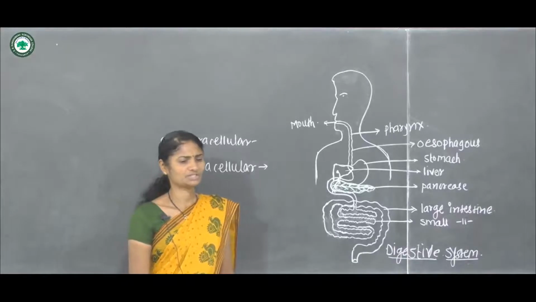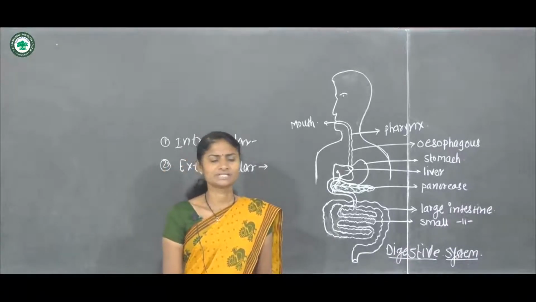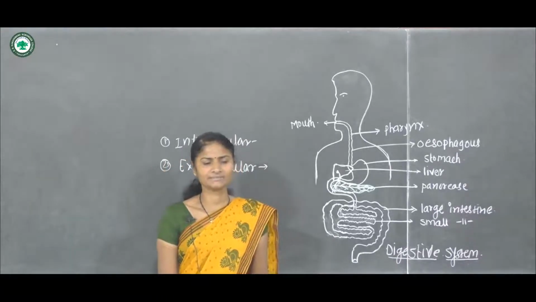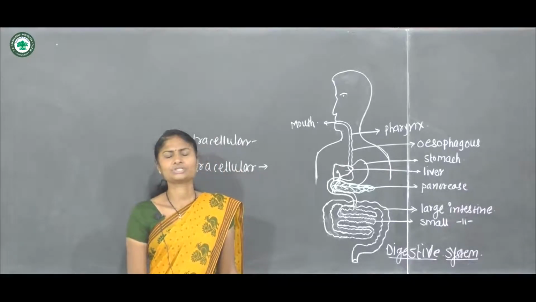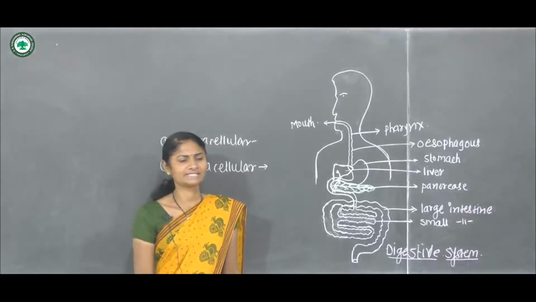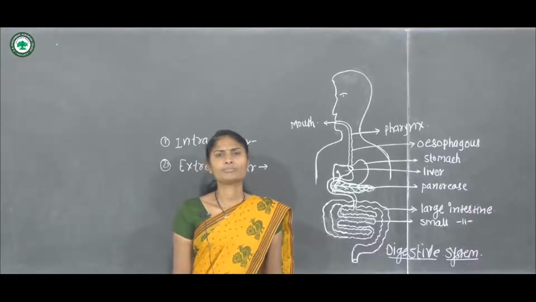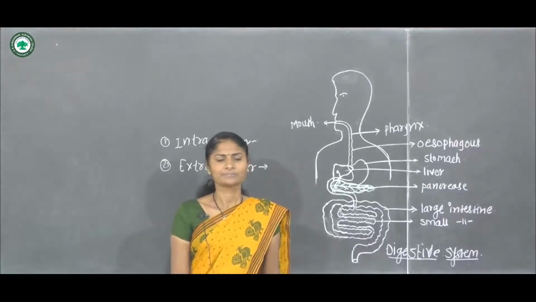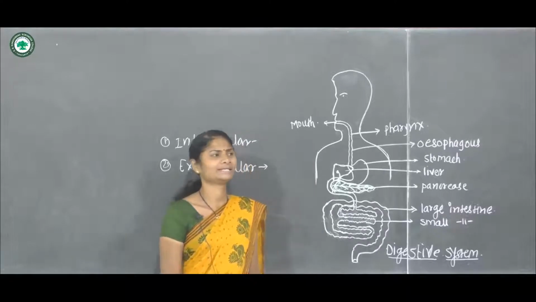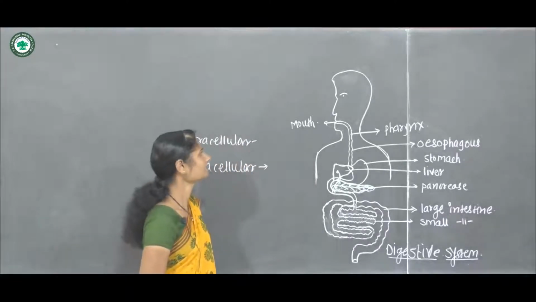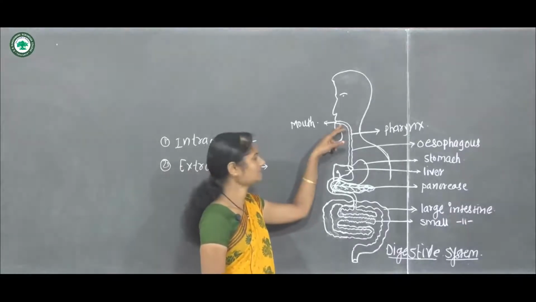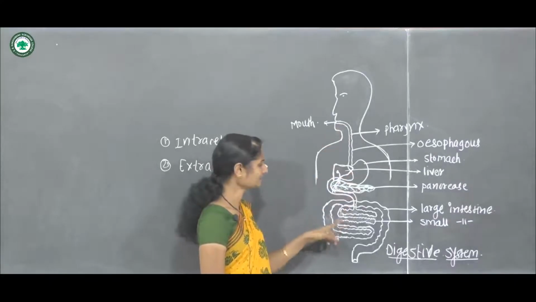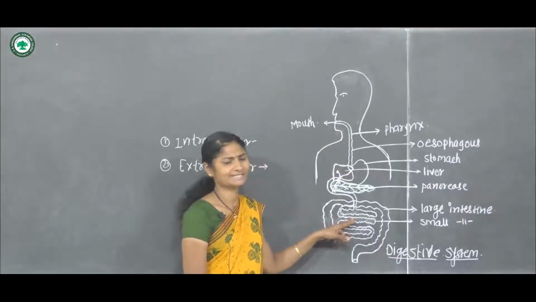Physiology of digestion. Digestion is a series of physical and chemical changes by which complex food material is converted into simple soluble forms by the action of enzymes. Digestion mainly takes place in 3 parts: first in the buccal cavity, second in the stomach, and third in the small intestine.